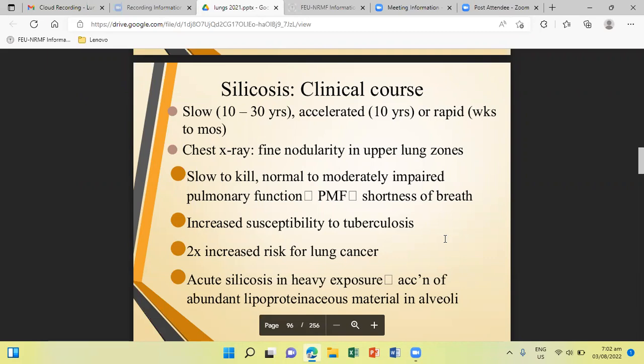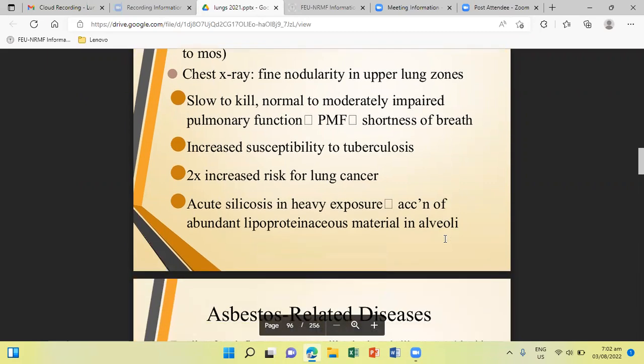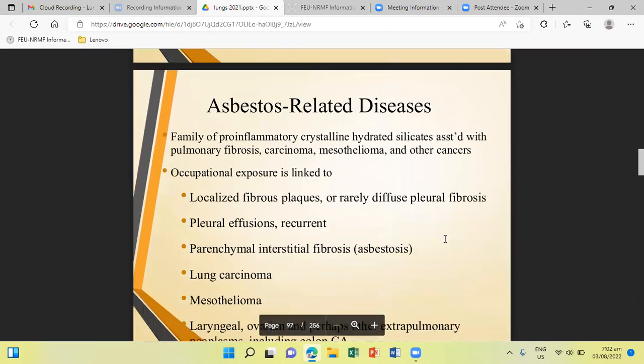The onset of silicosis may be slow and insidious. Basically, around 10 to 30 years after exposure is the usual timeline. It may be accelerated, which is within 10 years of exposure. Or for some, it may also be rapid, occurring in weeks or months after intense exposure to fine dust that is high in silica. So again, the risk for lung cancer is double for patients with silicosis. Next would be asbestos.